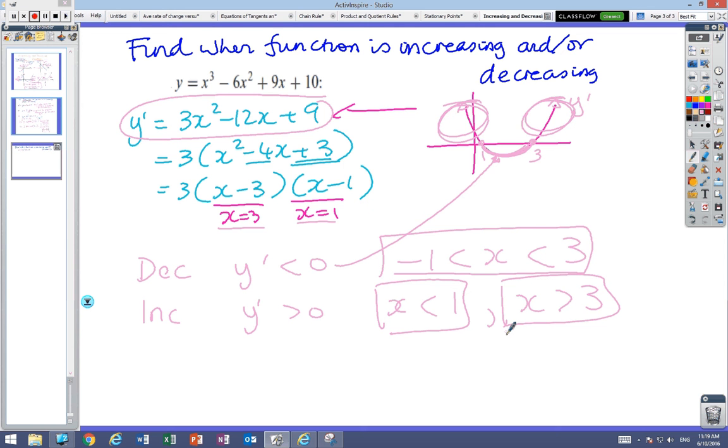There's no practice per se at this stage, but when we get up to curve sketching, you get to practice increasing and decreasing.